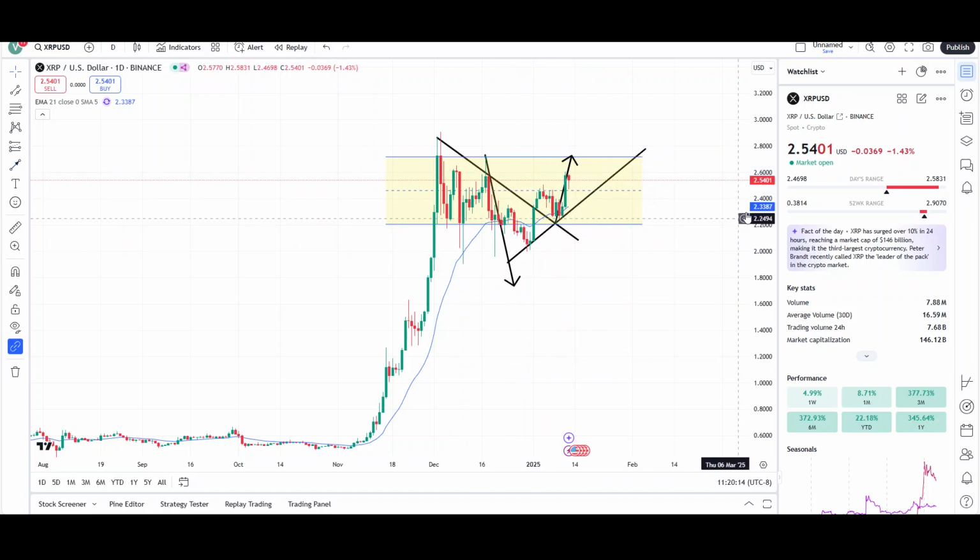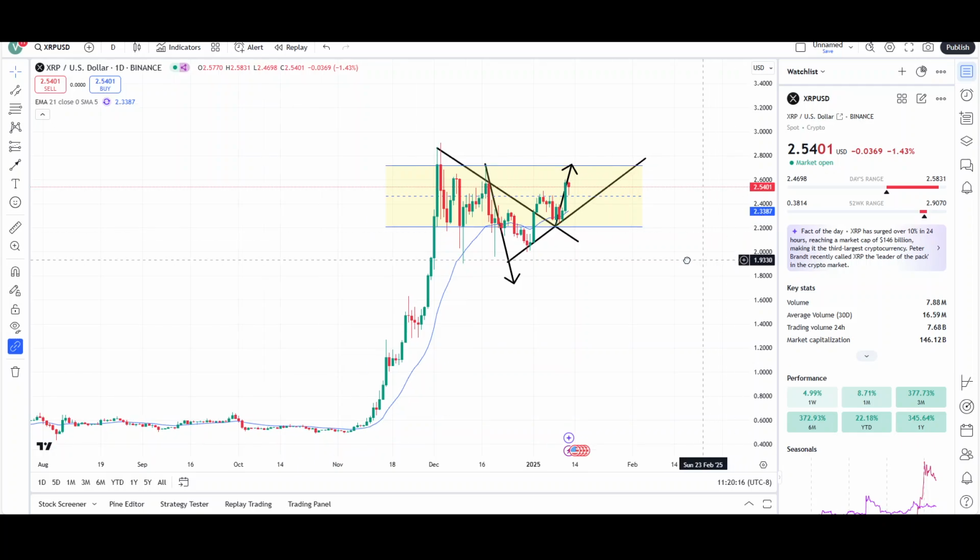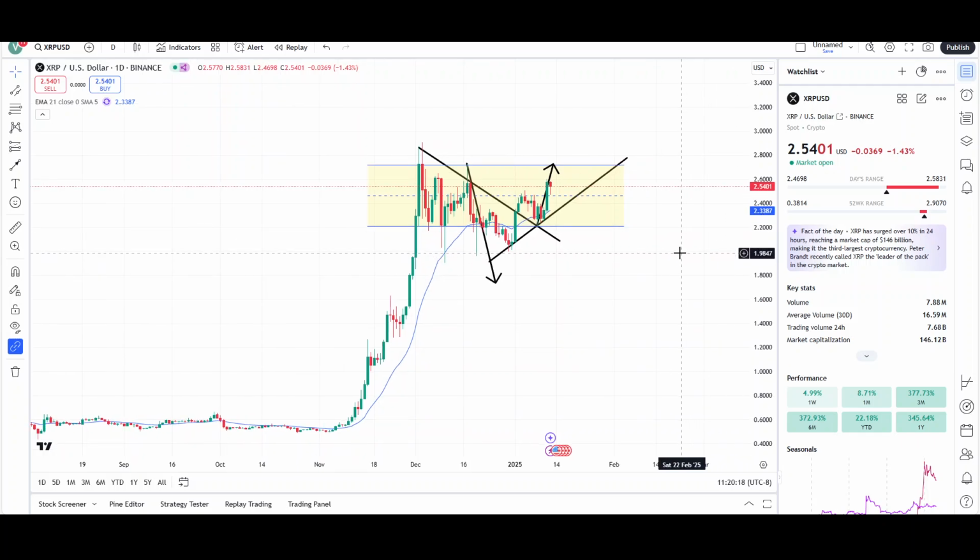So again, it's a lot more bullish looking than bearish looking. Now I'm going to go over the bullish signs on the chart. The first one is that price had a failed breakout of the range. This is a yellow box known as a range.